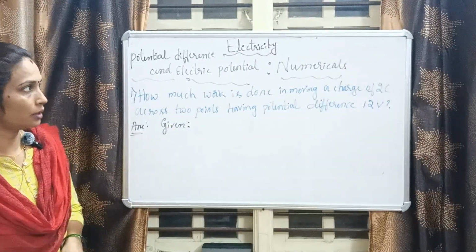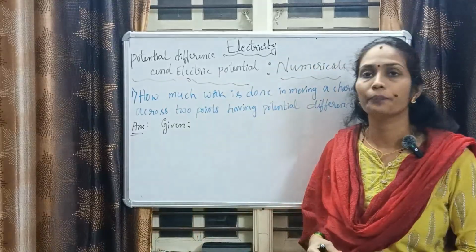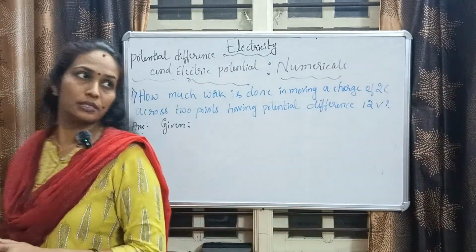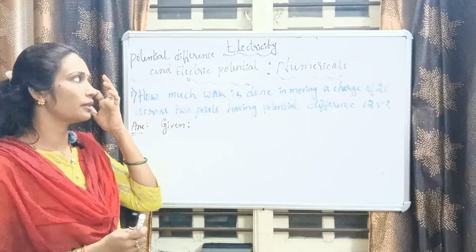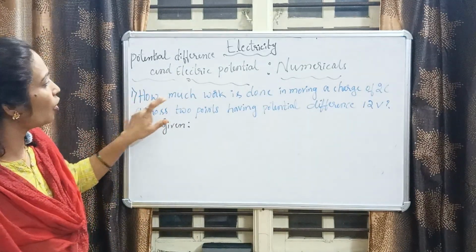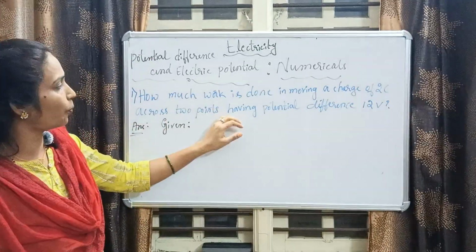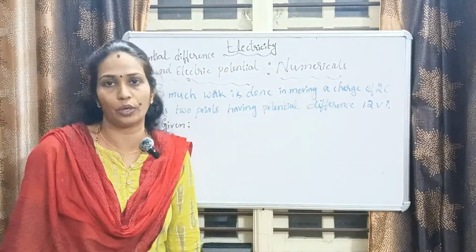Okay, let's go with the numericals. All the numericals are there in your NCERT textbook. Let's solve. This is the first problem for potential difference. Just look at the problem. How much work is done in moving a charge of 2 coulomb across 2 points having potential difference 12 volts?